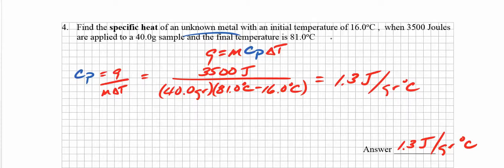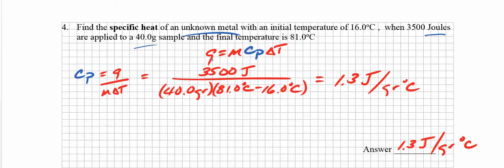With an initial temperature of 16 degrees, when 3,500 joules are applied to a 40-gram sample, and a final temperature of 81 degrees. So we're going from 16 to 81. The amount of heat that's applied is 3,500 joules. Remember, that is in joules. And it's a 40-gram sample. So let's get to work.